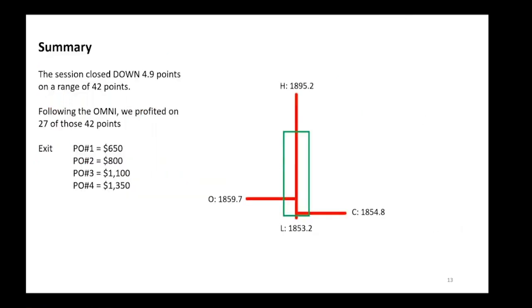So in summary, the Russell closed that day down 4.9 points, on a range of 42 points, but we caught 27 of those 42 points. So if you exited at the first profit objective, that was $650 on a Russell, all the way up to $1,350 on a single contract of the Russell.